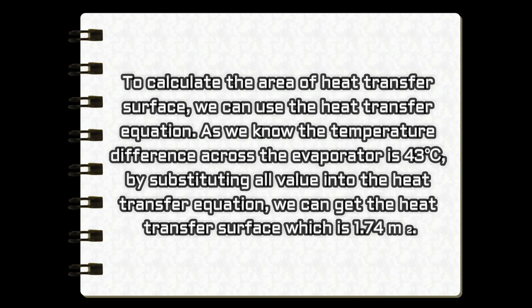To calculate the area of heat transfer surface, we can use the heat transfer equation. As we know that the temperature difference across the evaporator is 43 degrees Celsius, by substituting all values into the heat transfer equation, we can get the heat transfer surface, which is 1.74 meters squared.